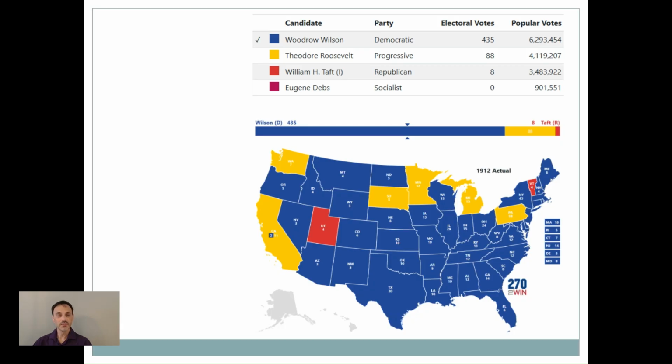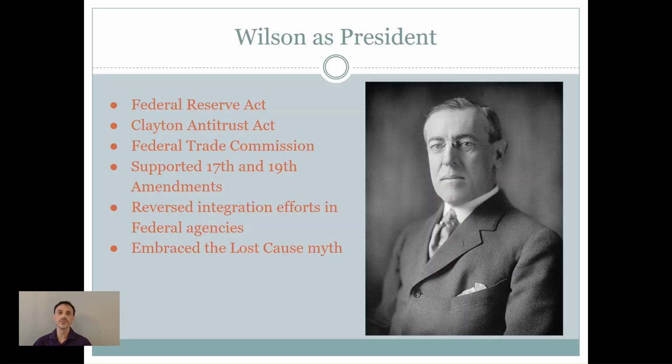Eugene Debs had been around for a while. He was a populist. He was a socialist. He'll famously run for president in 1920 from prison, having been convicted later on of violating the Sedition Act, speaking out against World War One. But it's a unique election, and that, of course, leads to Wilson, who's our final progressive president.